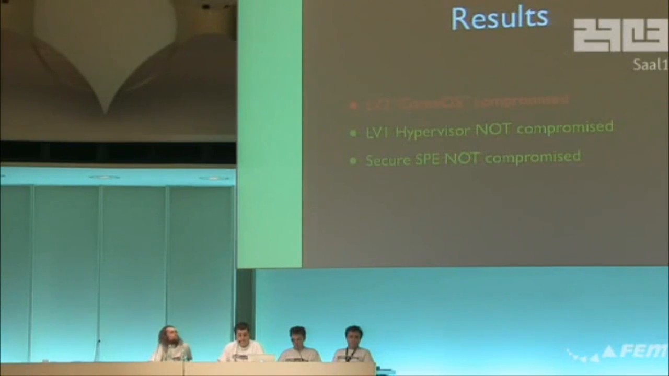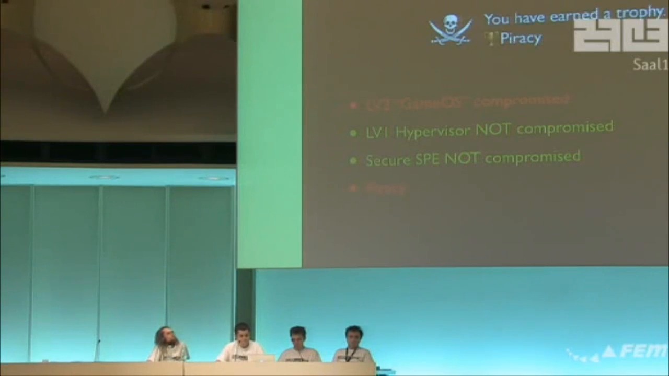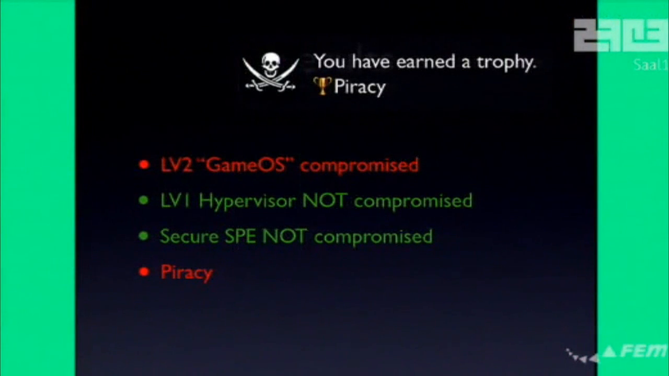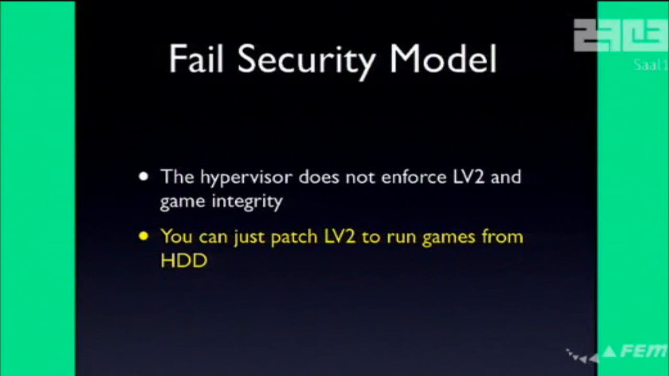So okay, we have LV2 compromised. We have not compromised the hypervisor, and we have not compromised the secure SPE. So all those are fine. So what happens now? Why on earth can we pirate games by just compromising LV2? Well, it's because the security system makes no sense. It turns out that you can just copy games to the hard drive, patch LV2 to run them on the hard drive, and LV1 doesn't care, and the secure SPE doesn't care. So you can break 20% of the security and copy games, which is 100% of what Sony doesn't want you to do.